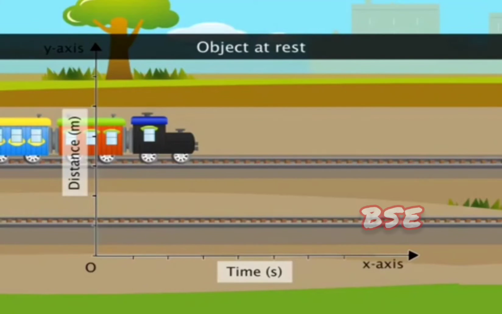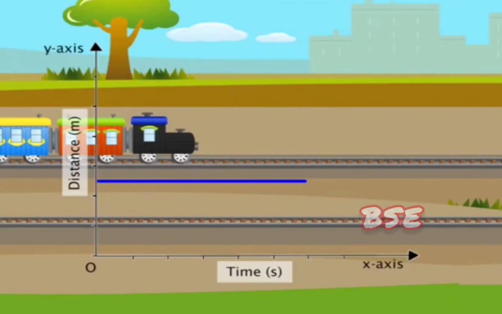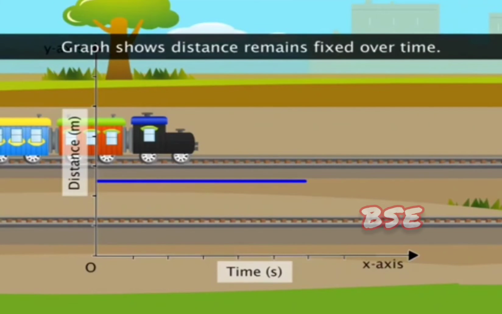For an object at rest, the graph will be a straight line parallel to the x-axis. And as the graph shows, the distance remains fixed over a period of time.